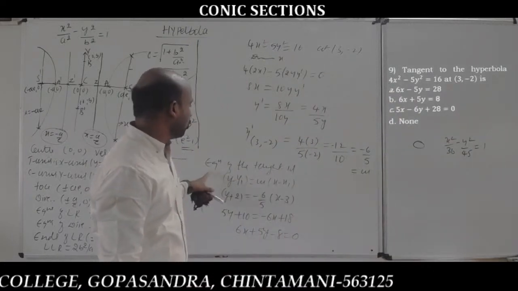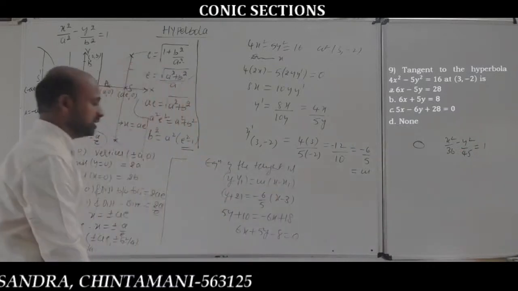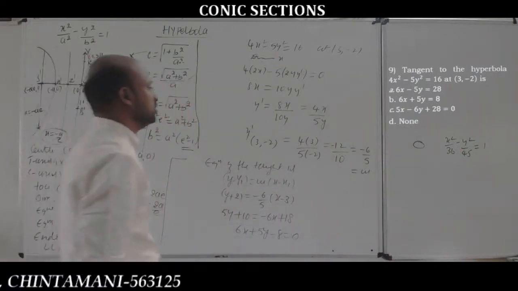Tangent. Equation of the tangent is y minus y1 equals m into x minus x1. So the required equation is 6x plus 5y minus 8 is equal to 0.